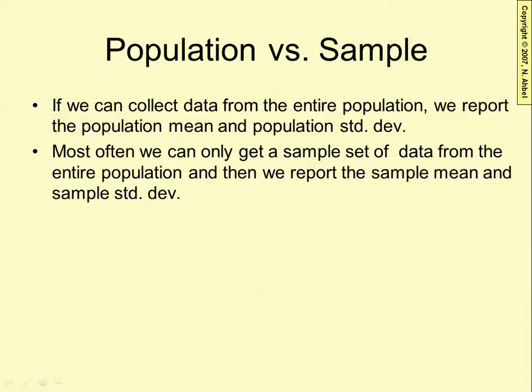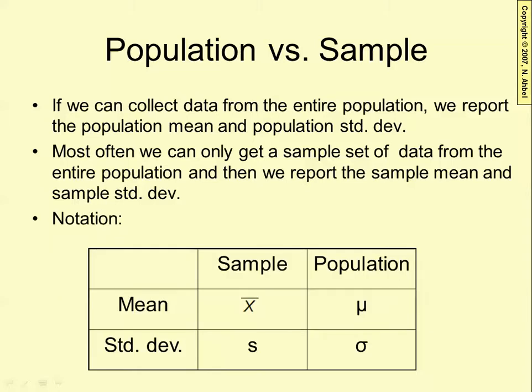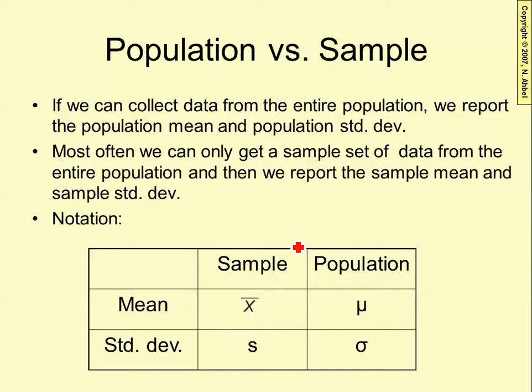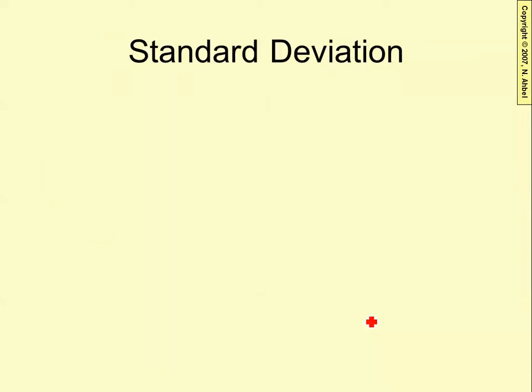However, most often we can only get a sample set of data from the entire population, and then we report the sample mean and the sample standard deviation. Note that when we can get just a sample, we call the mean x bar and the standard deviation s, and we're using English letters. When we're talking about the entire population, the mean is mu and the standard deviation is sigma. This is lowercase sigma, and in both cases we use Greek letters.